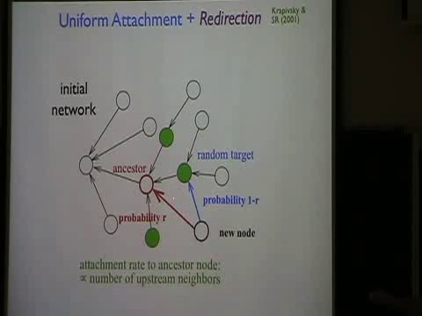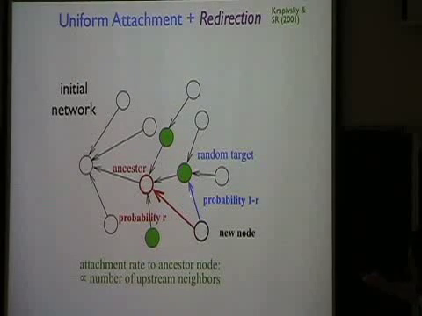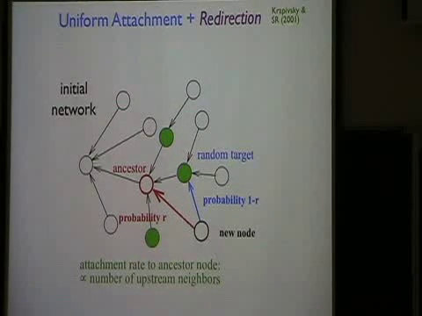So the rate at which you attach to an ancestor node is now going to have a dependence on the degree of that node. So an ancestor node that's got lots of upstream neighbors is more likely to be attached to by this redirection mechanism than a node that doesn't have a lot of upstream neighbors. And so this is an implied linear preferential attachment that comes out of a purely local rule.